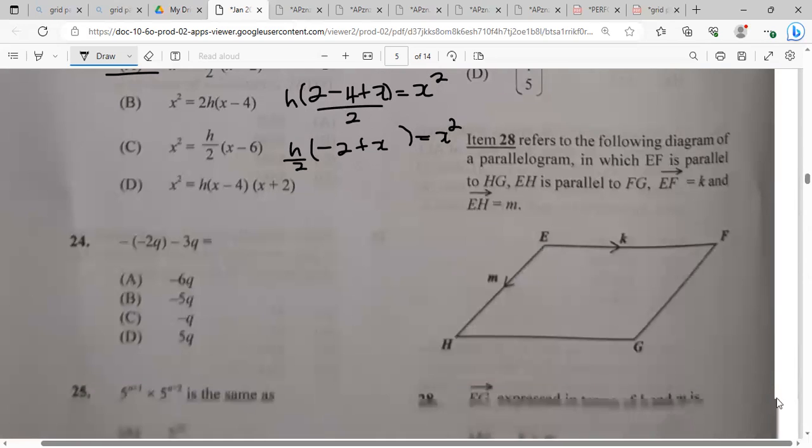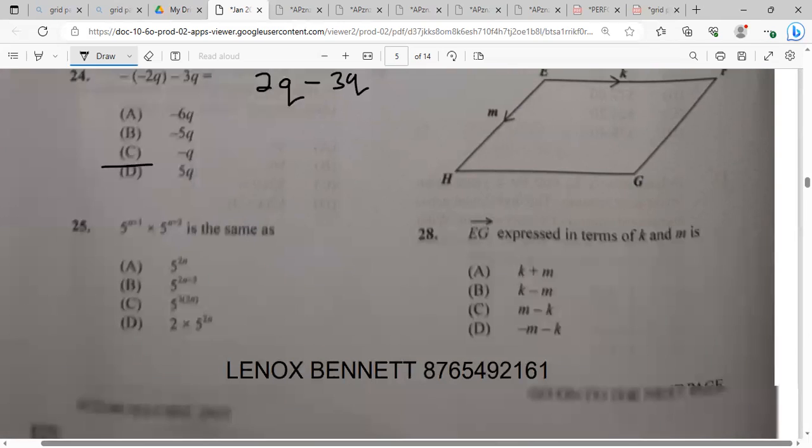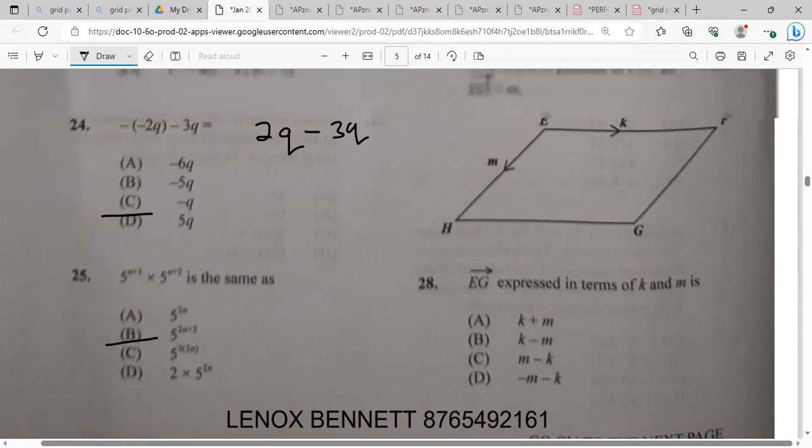All right, number 24. Negative times a negative gives you a positive, so we get positive 2q minus 3q, which gives us negative q. Now if 5 to the n plus 1, n plus 2, we add the powers since they have the same base.